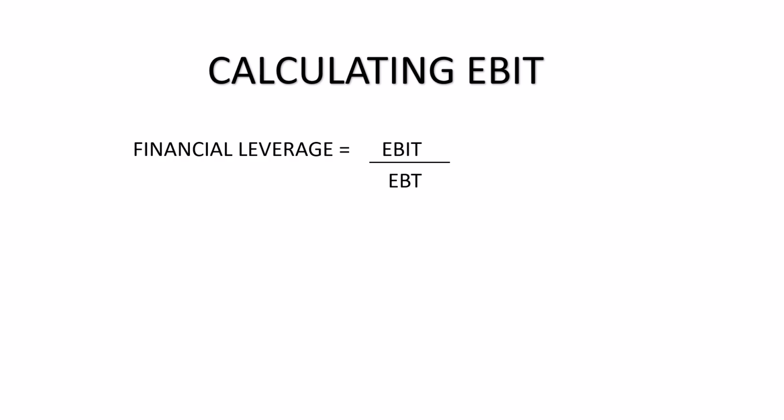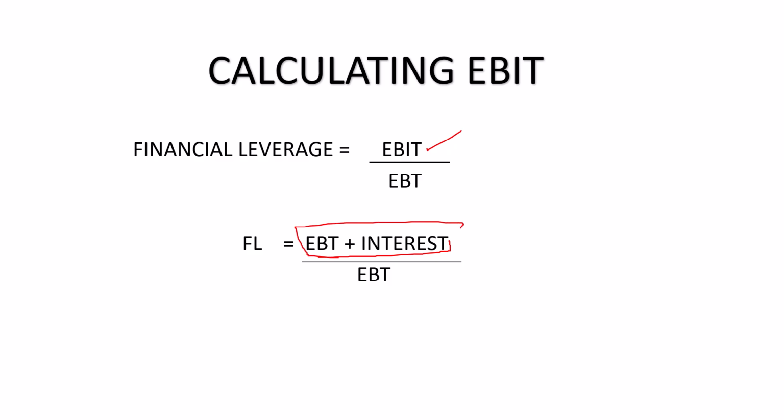So अब हमें कैलकुलेट करना है EBIT. उसके लिए हम financial leverage का फॉर्मूला यूज करेंगे. Financial leverage is equal to EBIT by EBT. So tell me one thing, will it be fair if I write EBT plus interest instead of EBIT? Yes. Why? Because EBT में जब आप वापस interest add कर देते हैं, so it becomes EBIT. So now we have the formula financial leverage is equal to EBT plus interest dividing it with EBT.